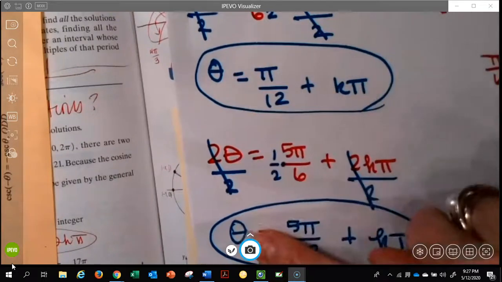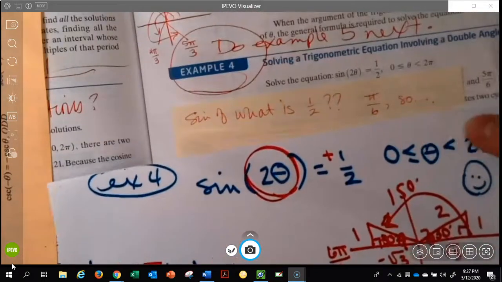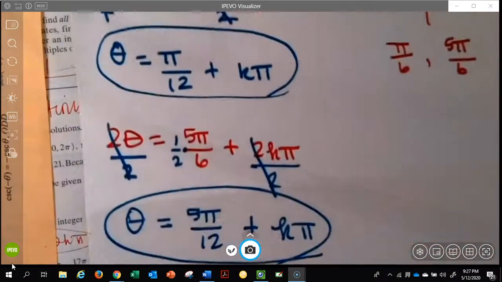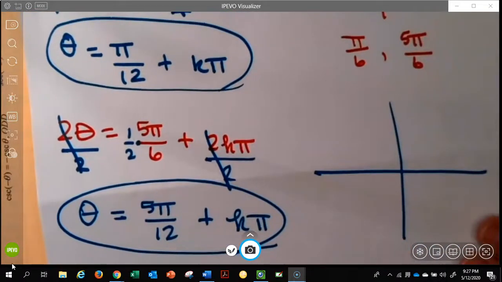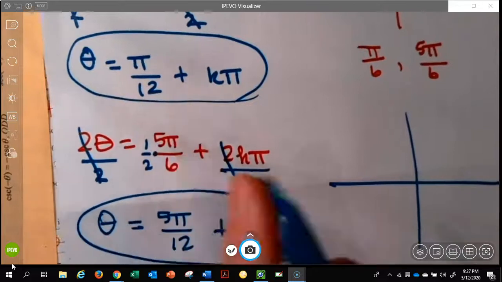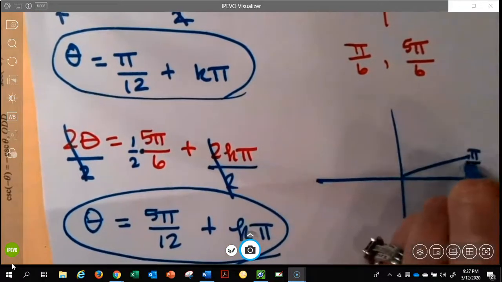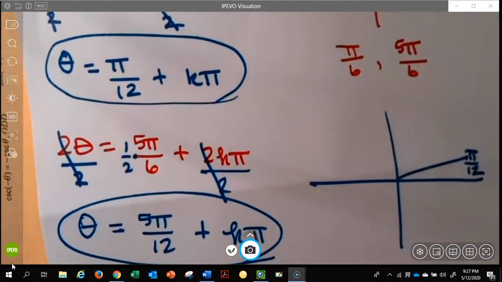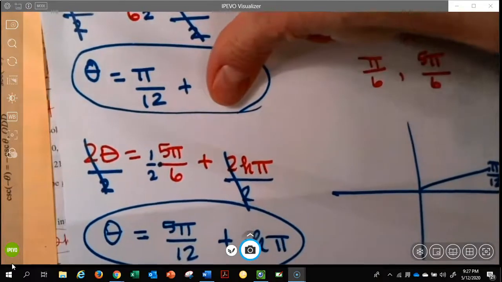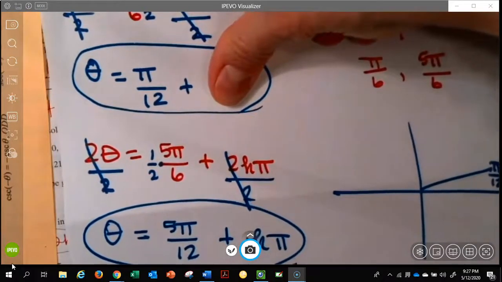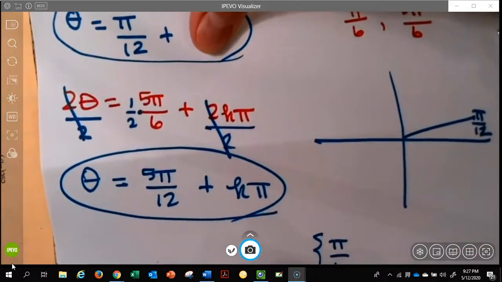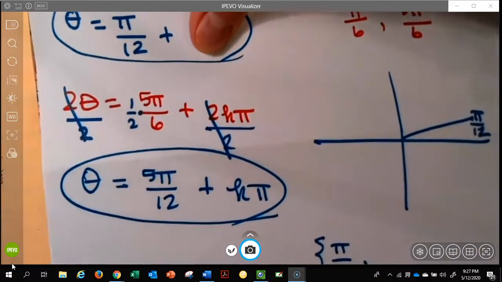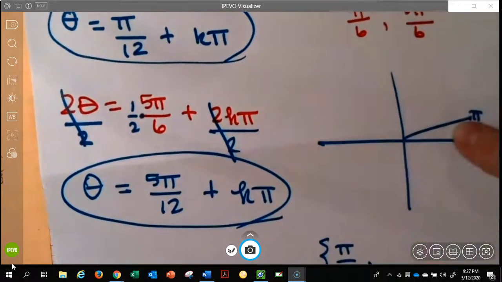We are now down to our thetas, but we now need to consider that I want everything between 0 and 2 pi, so I'm going to get me another drawing. This first one is pi over 12, so about a 12th pi. If I let my k be 0, that's going to be one of the ones in my solution set: pi over 12. It fits between 0 and 2 pi.